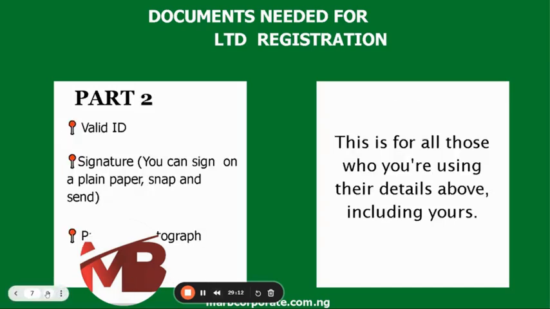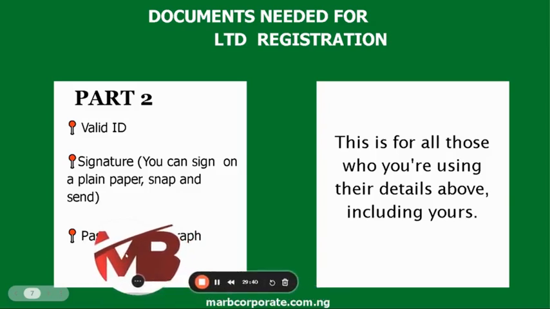Information is very, very important. Okay. So for part two, you need a valid ID card, which can be your voter's ID card, driver's license, international passport, NIN, and so on. You need this for anyone who fills the information. Their signature, they can actually sign on a plain paper, snap and send to you. You need their passport photograph.